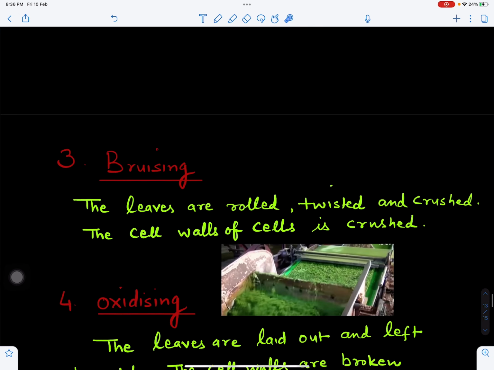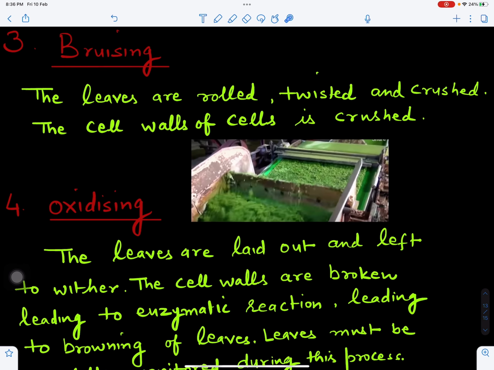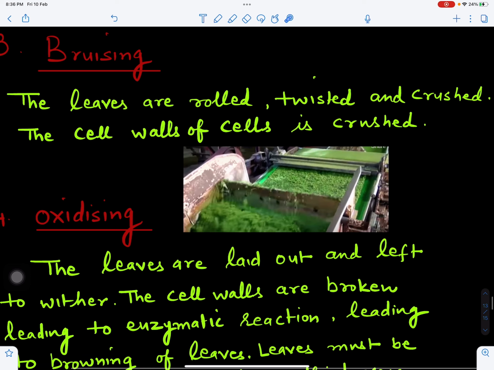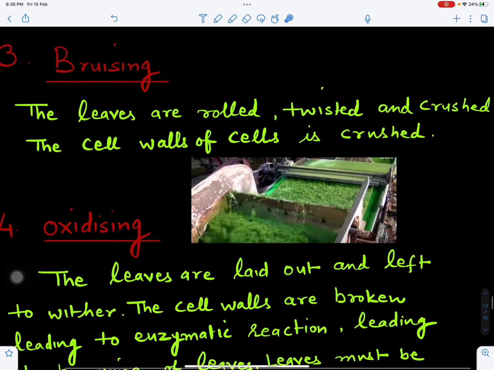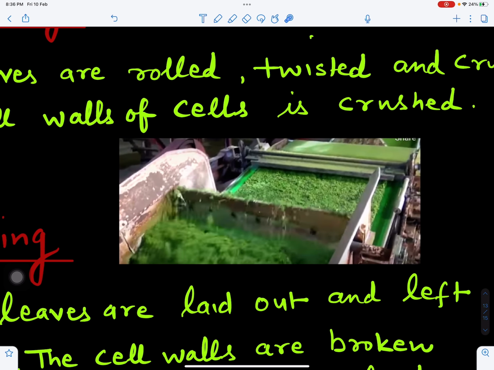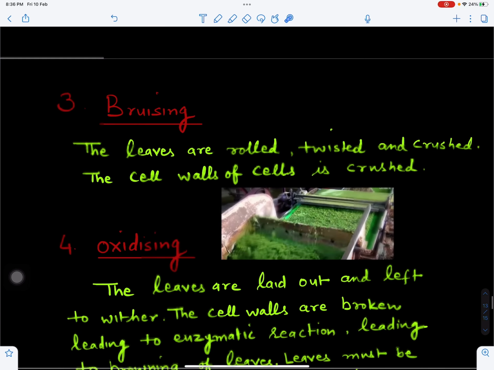The first step is withering. Then is bruising. Then the leaves are rolled, twisted, and crushed. So they are put into rollers, twisted and crushed. So ultimately the cell walls of the leaves are crushed, right? So the cell walls of the cells are crushed.